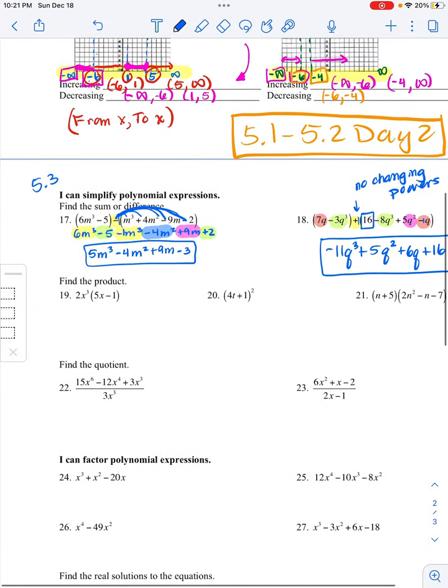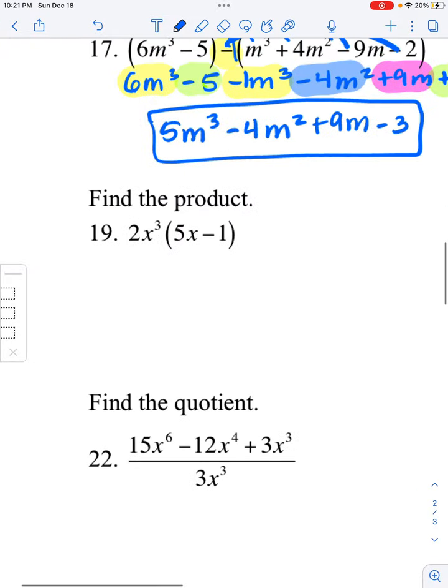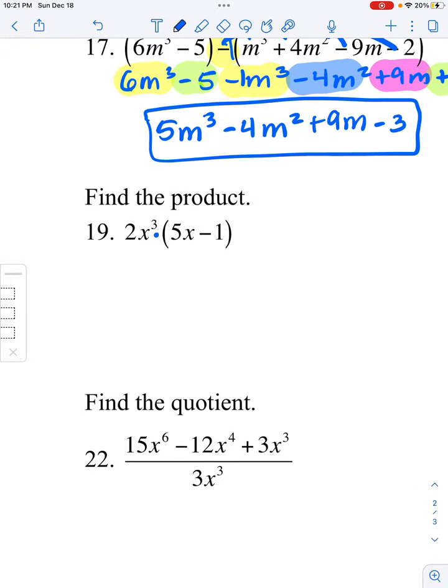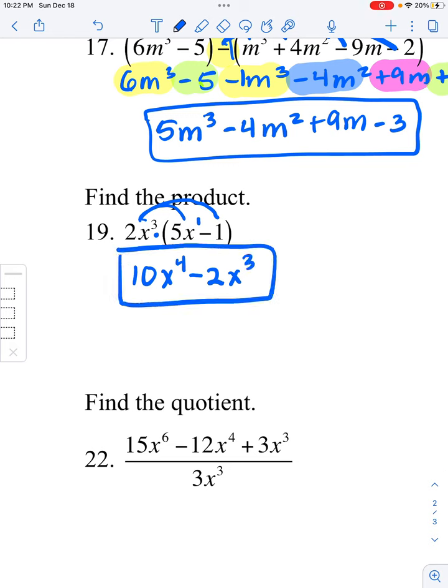Okay, now it says find the product. When you're finding the product, you're going to be multiplying. When you're multiplying, you're going to change the powers, just like we learned back in 5-1. So this is on the outside. I'm going to multiply this. I'm going to write a 1 here so I don't forget. 2 times 5 is 10, like it has been since elementary school. And x to the third times x to the 1 makes x to the 4 because I end up with 4 of them all together, like in the very first problems. And then here, 2x to the third times the -1 is going to be -2x to the third. No, there's nothing to combine.